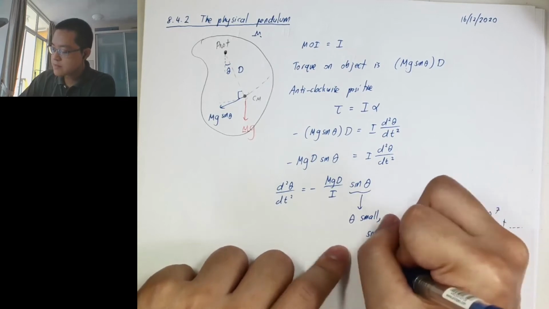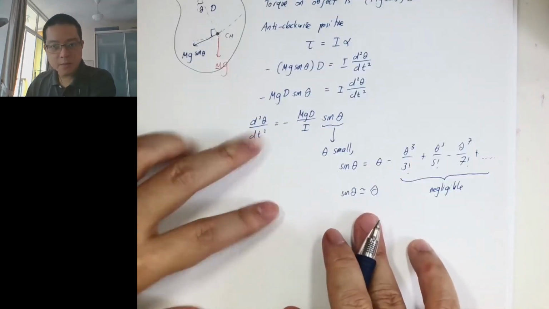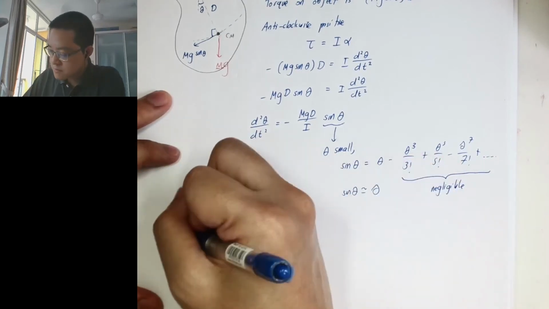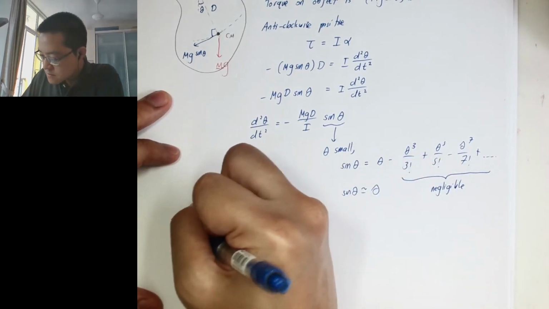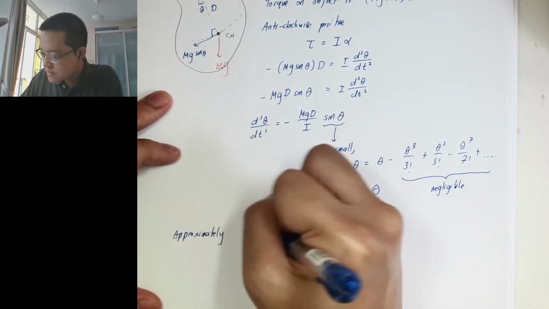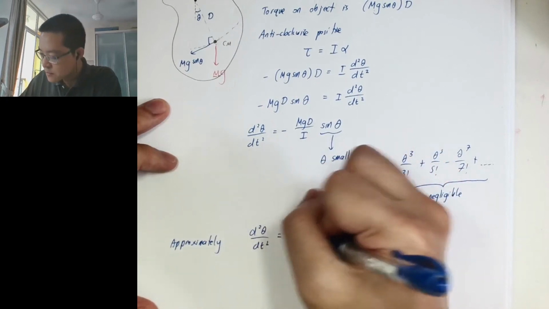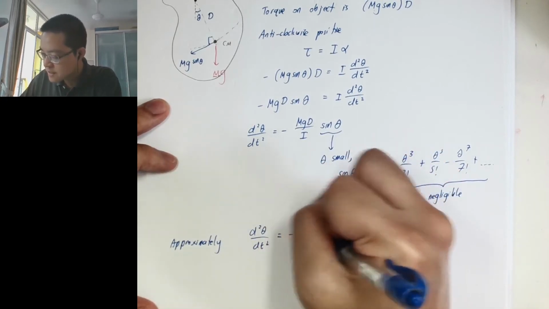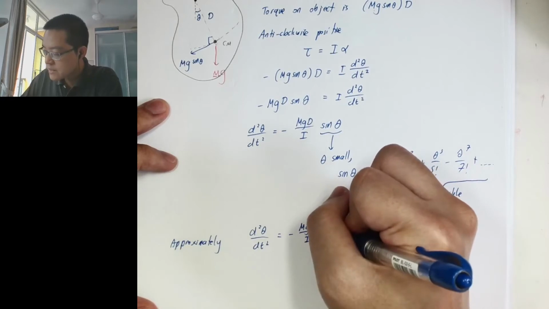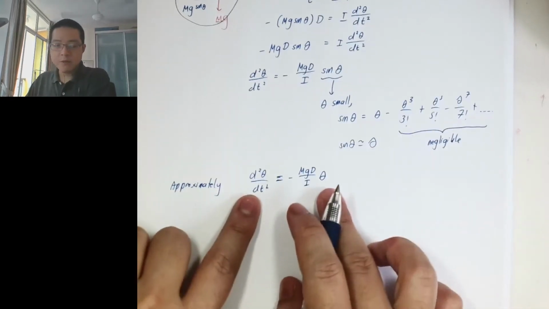Okay, so sine theta is approximately equal to theta, right? So my equation is approximately the second order d theta dt square. So sine theta is approximately similar to theta itself, so it's mgd over I times theta. Okay, so now we get the simple harmonic equation again.